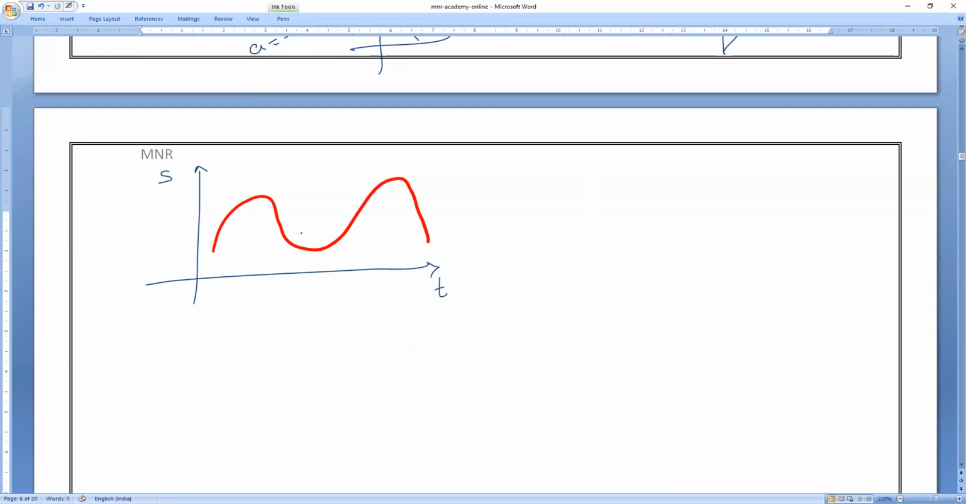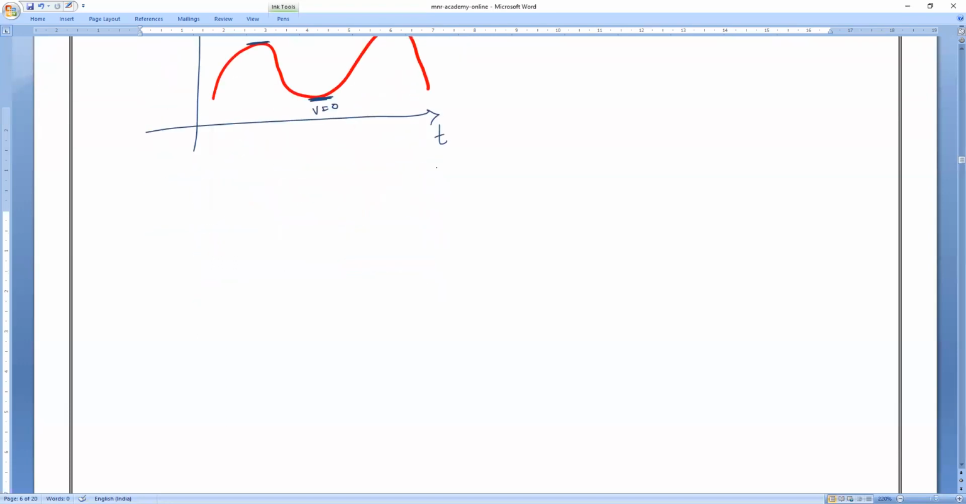Now here, only at three places V is 0. Can you tell me what the places are? V is 0. At this point, it is parallel to the x-axis. So V is equal to what? Zero. At this point, again, V is equal to zero. Here also V is equal to 0 because it is parallel to the x-axis. And at this point also V is equal to zero. Clear? Understood? Yes, sir.